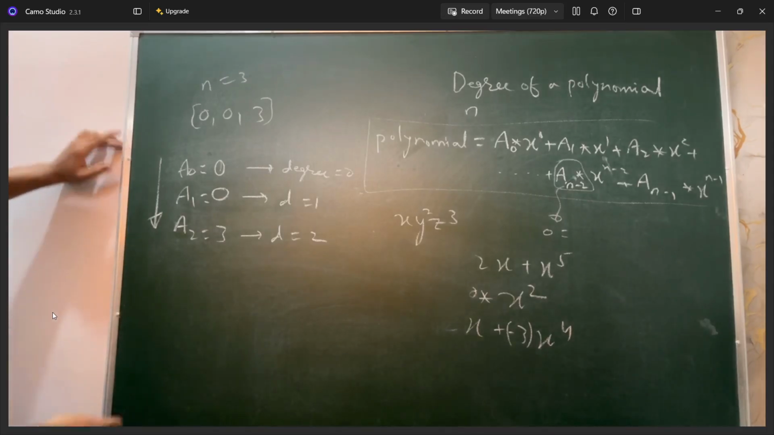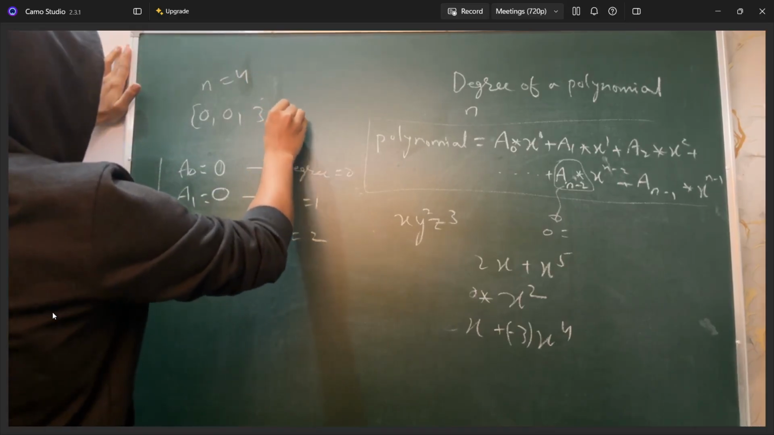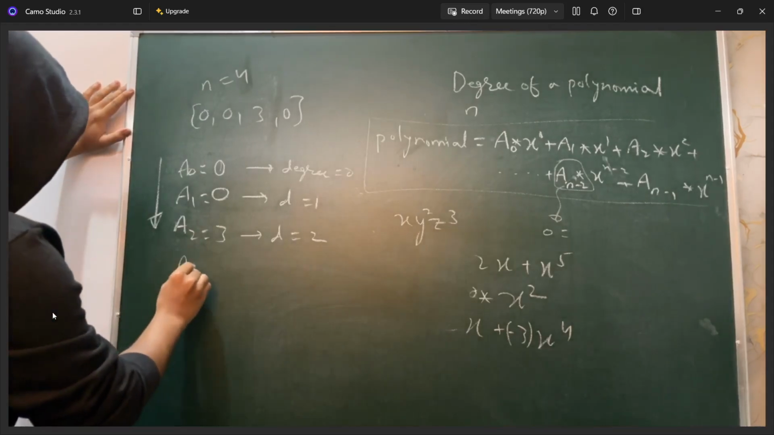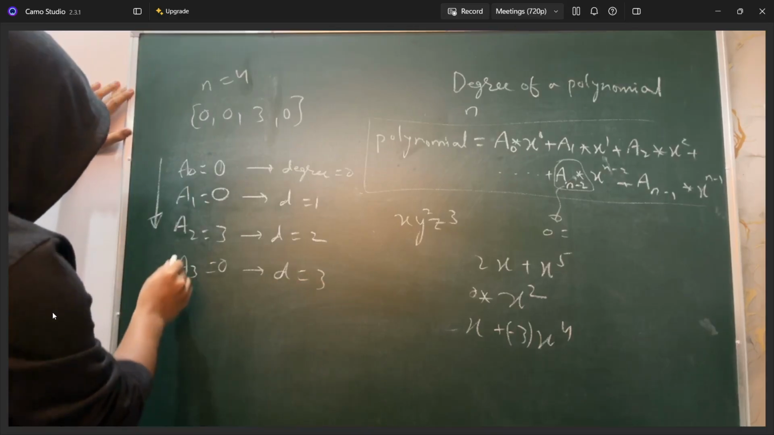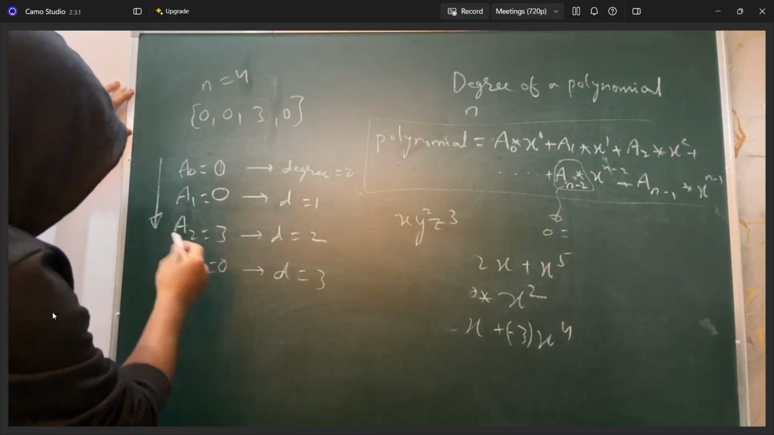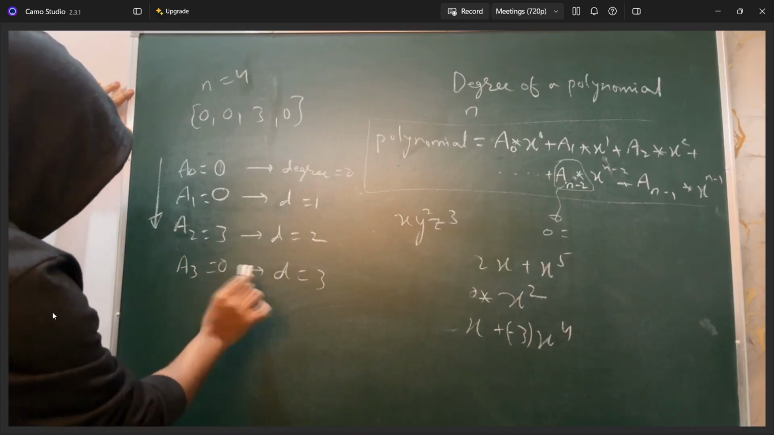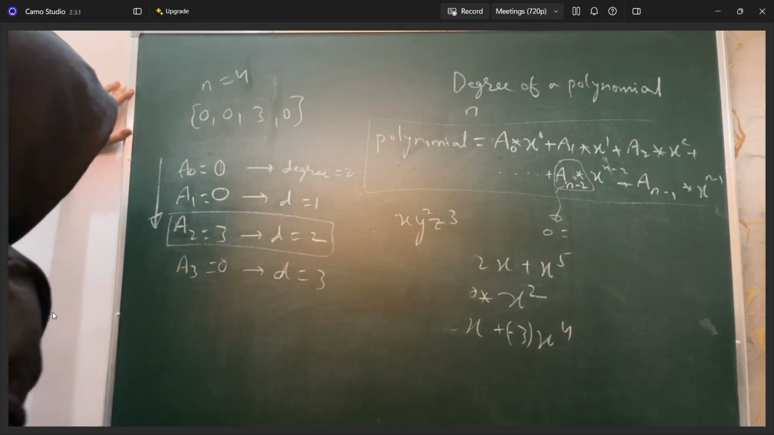So let's say now your n is 4 and the coefficient value is 0, which means here the degree is 3. But when you're checking whether degree 3 is there in my polynomial or not, since it has 0 coefficient, this will not be there in the answer. So the highest degree will be till this point only, right?